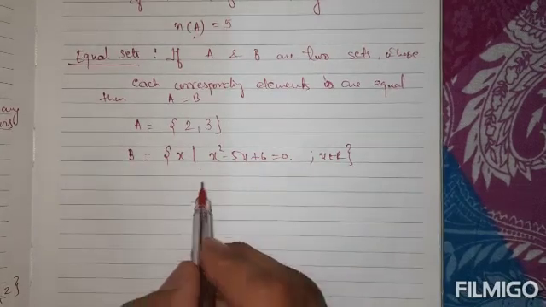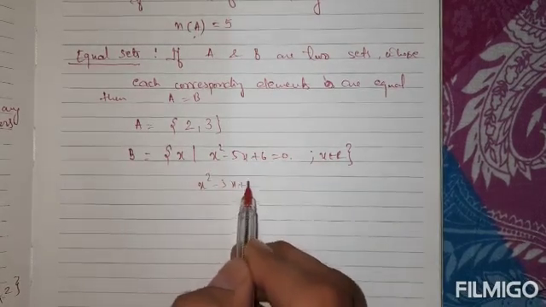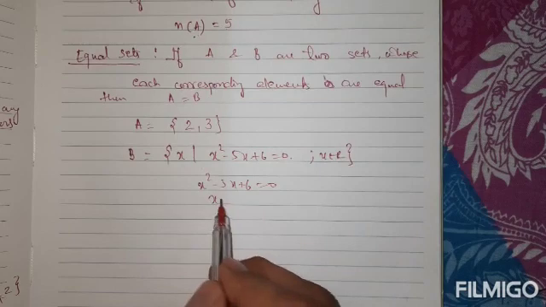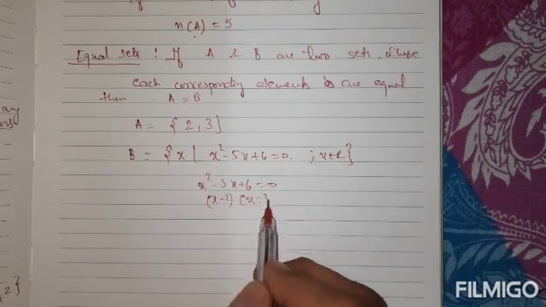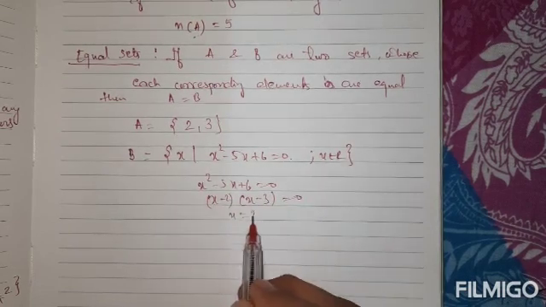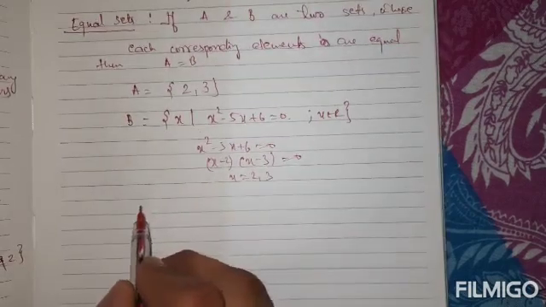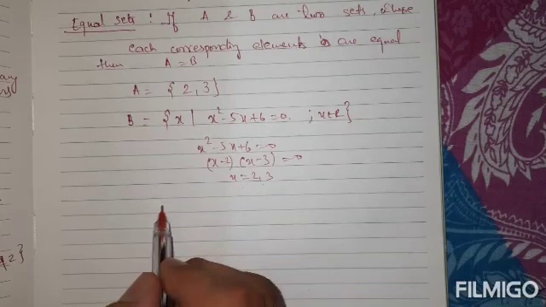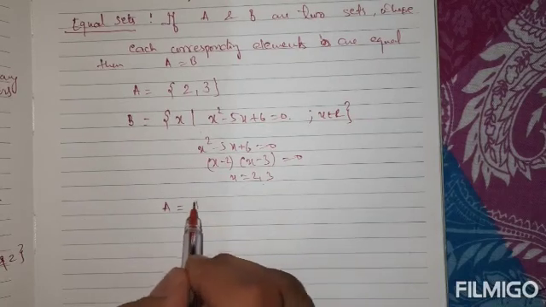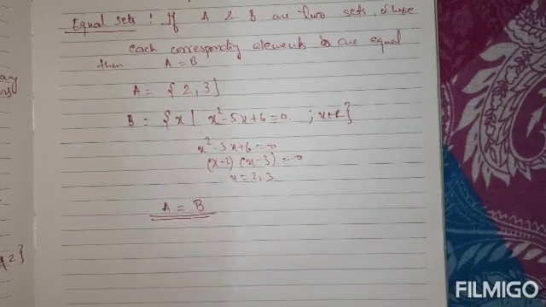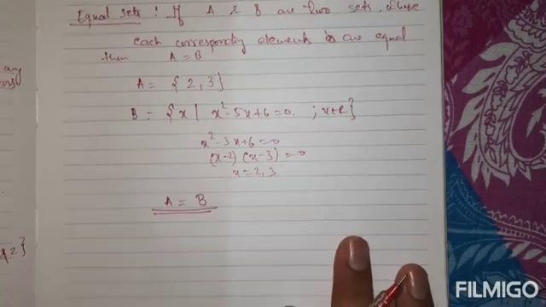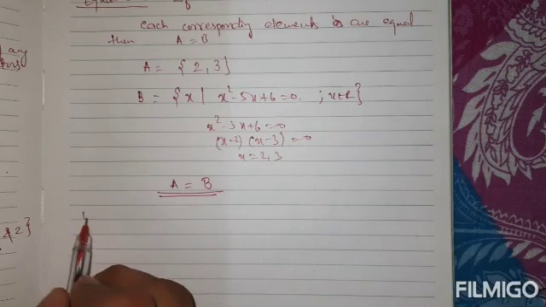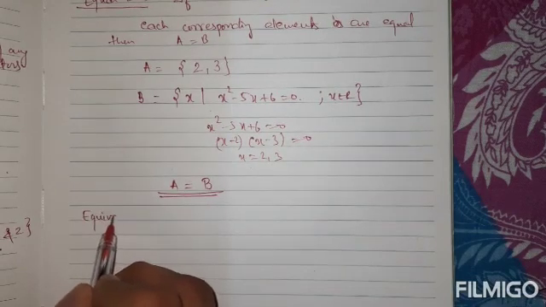So if we solve x square minus 5x plus 6 is equal to 0, this will give you (x minus 2)(x minus 3) is equal to 0, means x is equal to 2 and 3 only. Means here B also contains the same elements, that is 2 and 3. So clearly we can say that A is equal to B. So now I think you must have understood what is meant by equal sets. Second thing, next one is equivalent sets.